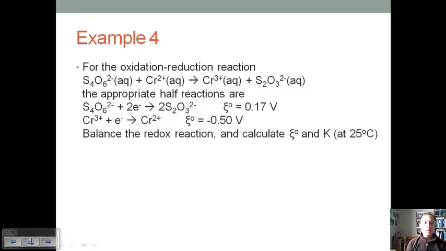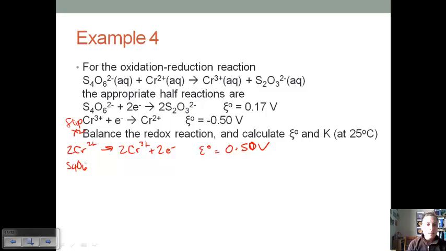All right, first thing we gotta do is write the overall reaction. And so here we know that we need a reduction, or these are both in terms of reduction, we need an oxidation. So we're going to flip this one and multiply it by 2 so we have equal electron transfer. So we have 2 chromium 2+ ions going to 2 chromium 3+ ions and 2 electrons. And this changes the cell potential to positive 0.5 volts. And then our other equation is basically the same. So S4O6 2- plus 2 electrons goes to 2 S2O3 2-, and this gives me a cell potential of 0.17.